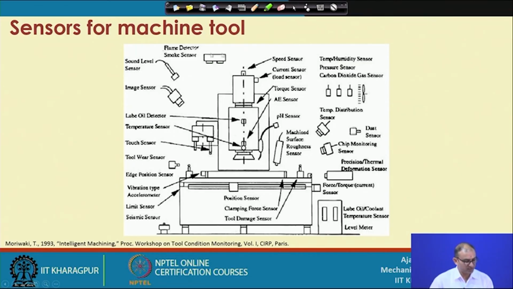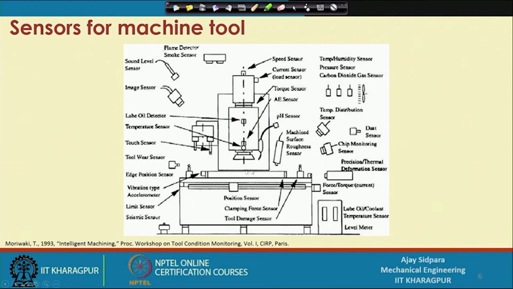You can see here that there are different sensors, which we have already discussed, so I am not going to discuss those sensors again. But you can see that it starts from monitoring the machine tool, then monitoring the machining operation, monitoring the workpiece condition, and also the coolant, and the climate also, throughout the surface.